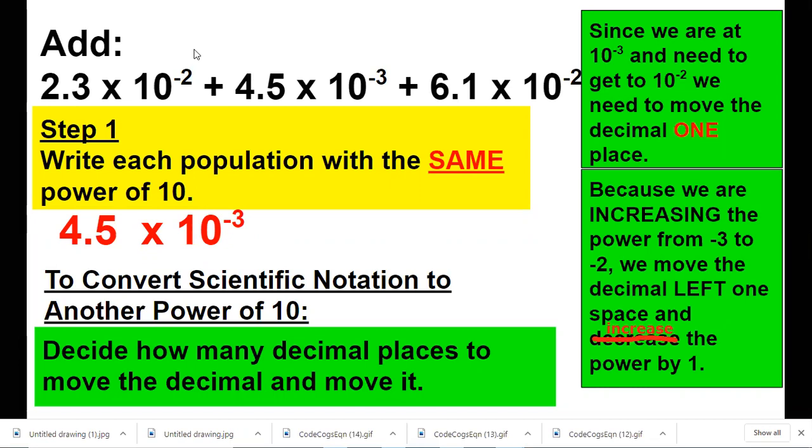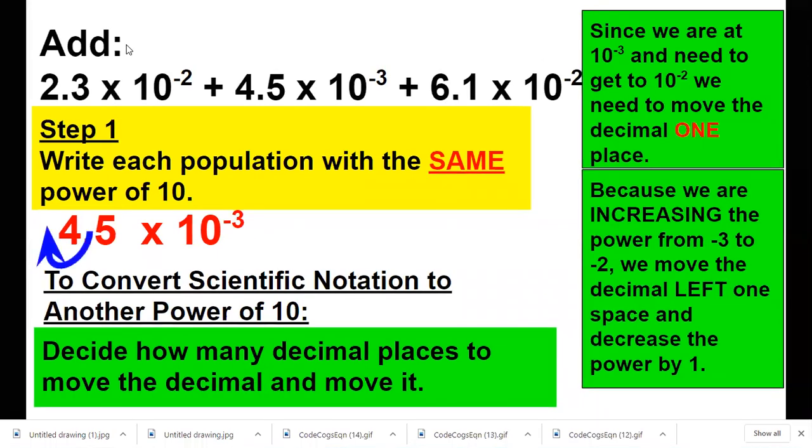So we're going to be moving our decimal place 1 this direction. We're going to be changing this number to negative 2. So let's have the computer do it for us. Here we go. Move it 1 to the left. Change it to 0.45 and 10 to the negative 2. So we've rewritten now. All 3 numbers are in the same power of 10.